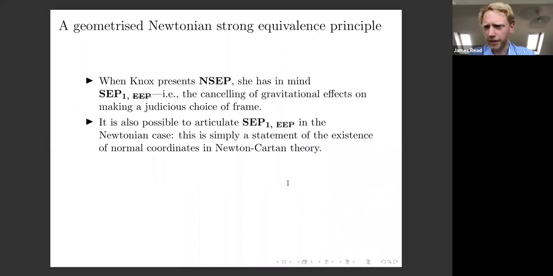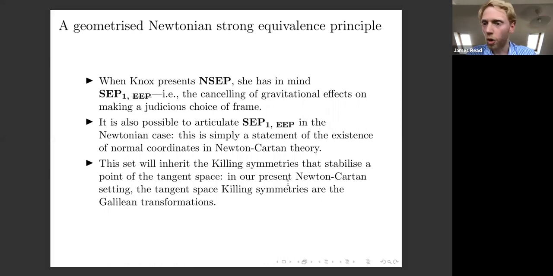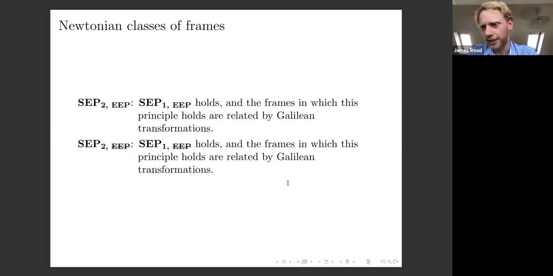I guess the first point is that it would also be possible to articulate the geometrized version of the strong equivalence principle in the Newtonian case. This would simply be a statement of the existence of normal coordinates in Newton-Cartan theory, which we know to exist since the derivative operator is torsion-free. What would SEP2 be in this case? Well, this set of coordinates will inherit the flat space-time Killing symmetries of the tangent space. And so these coordinate systems will be related now not by Lorentz transformations, but by Galilean transformations. And so that's really the only difference between the Newtonian case and the relativistic case, the frames in which one has these particular systems.